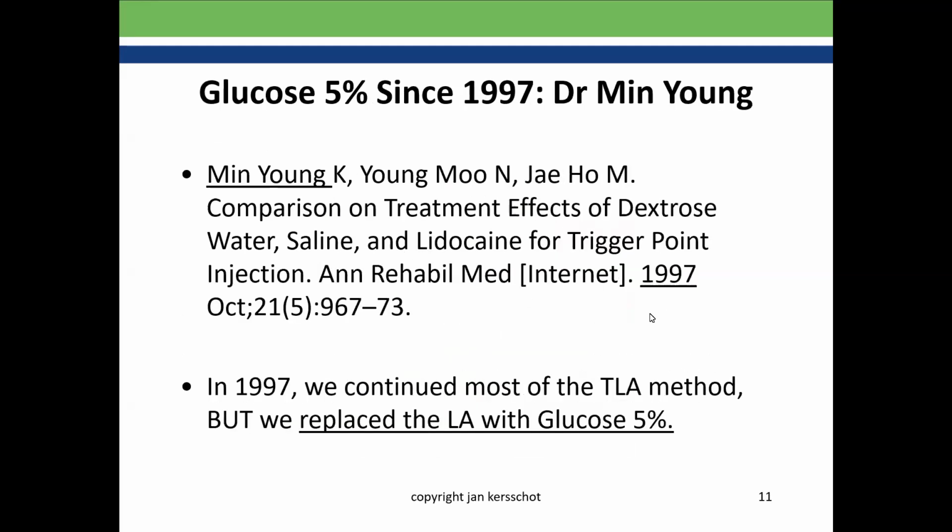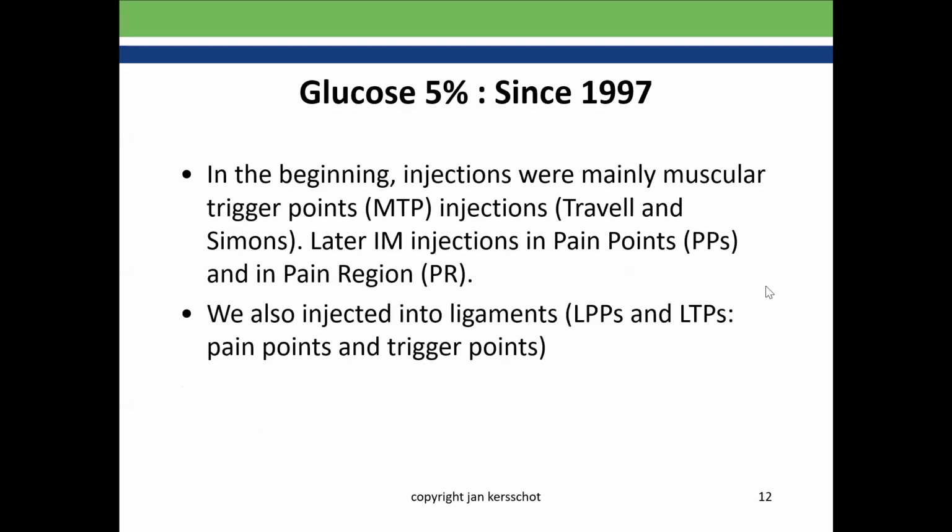Originally, it was only available in Korean. The summary was in English, but the rest was all in Korean. But they definitely said that the dextrose 5% was better than saline and lidocaine for trigger point injections. So after seeing this article, we were more convinced that glucose was not a placebo, but was a true agent with a specific clinical effect when treating musculoskeletal pain and dysfunction.